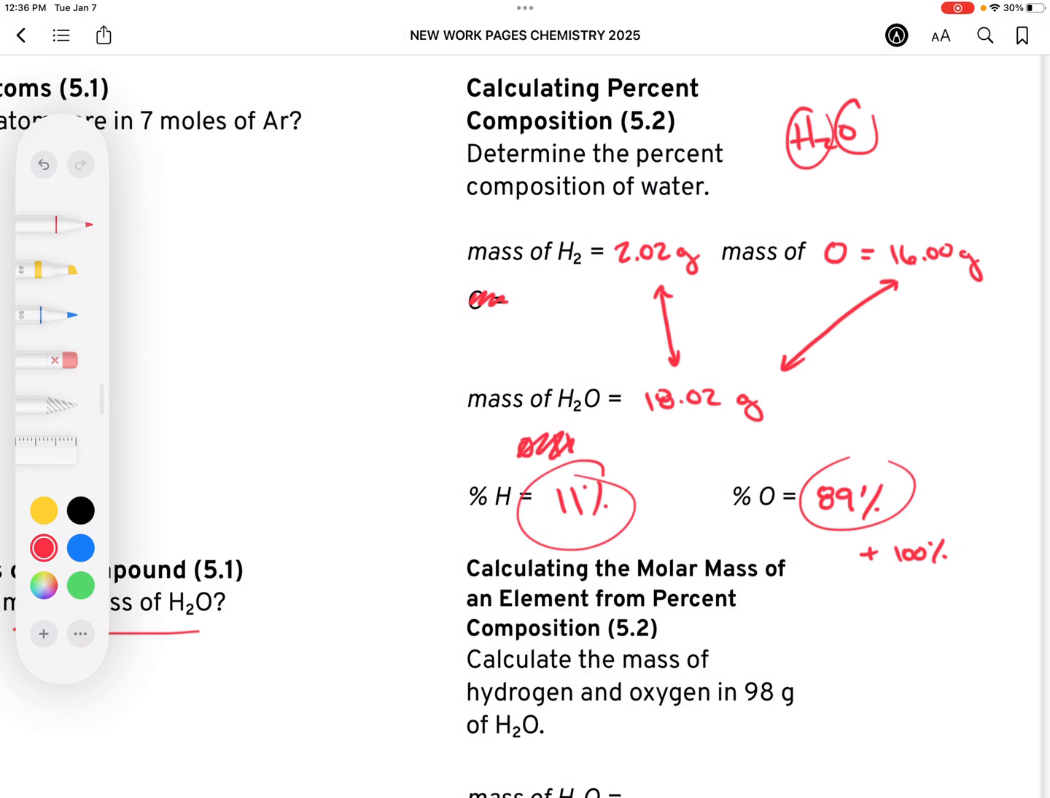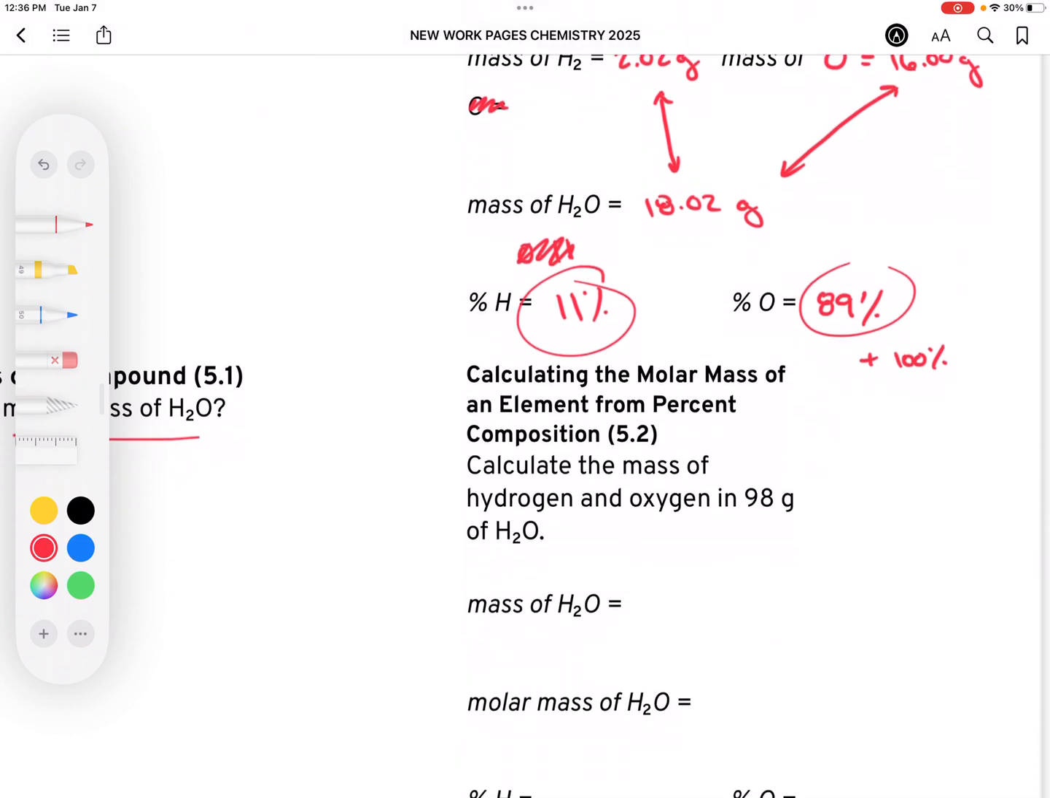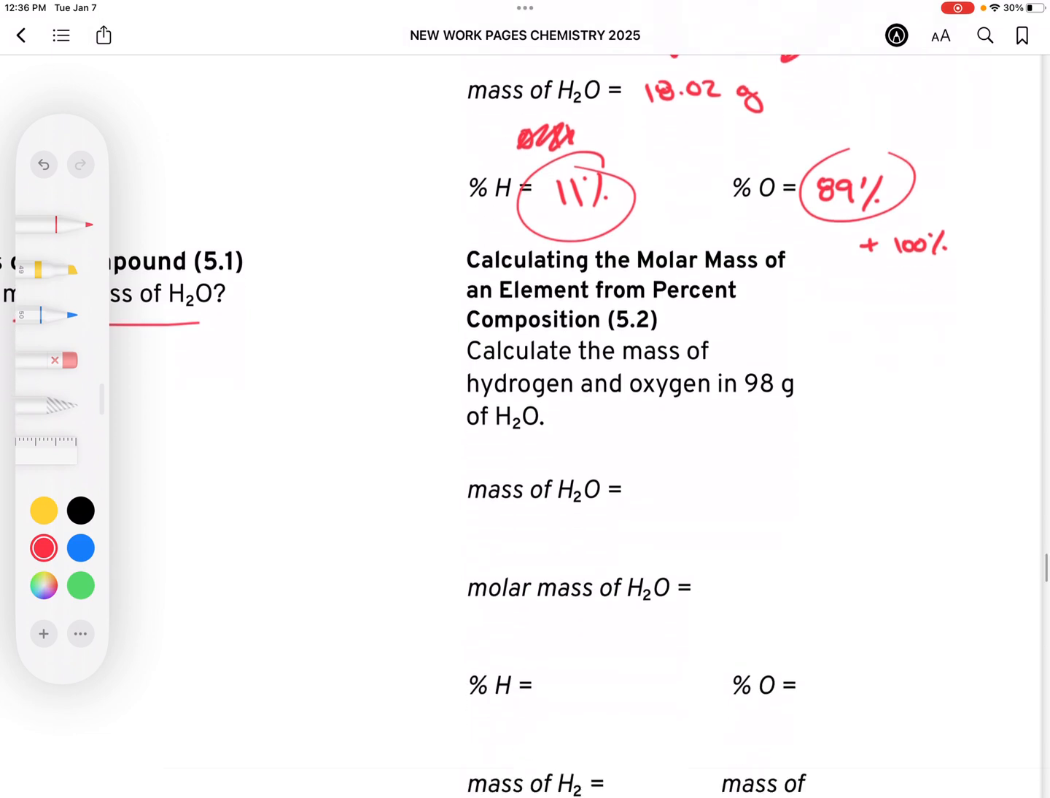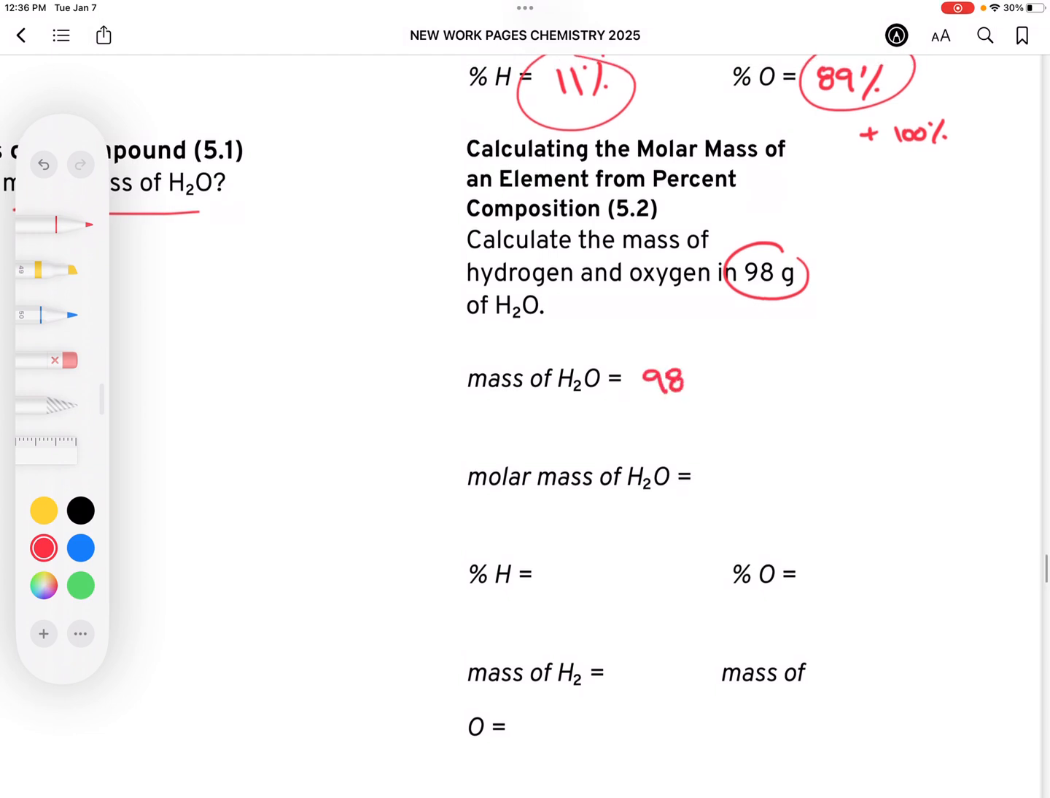All right, and in the next example, we can take this a step further, okay? So let's do this problem. It says calculate the mass of hydrogen and oxygen in 98 grams of H2O. So you have a given. We have 98 grams of water. So let's put this here. So our mass is 98 grams of H2O.